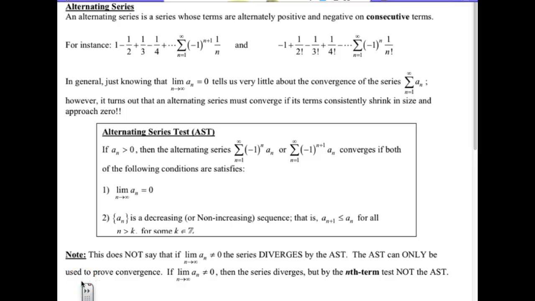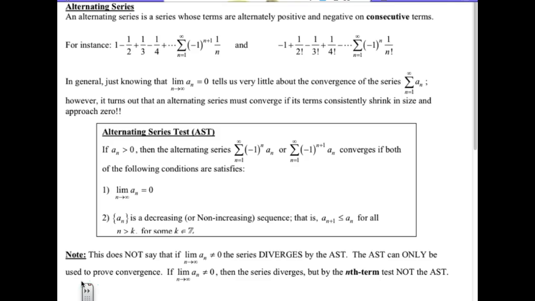Our next test is called the alternating series test, and after this one we only have two more. We have the ratio test and the root test, and then we're going to stop and we'll take a test on the tests. So I'm going to test you that you know how to test the tests.